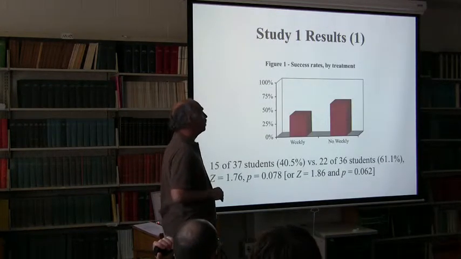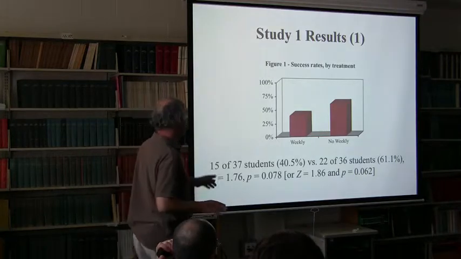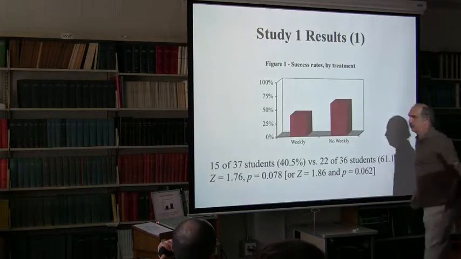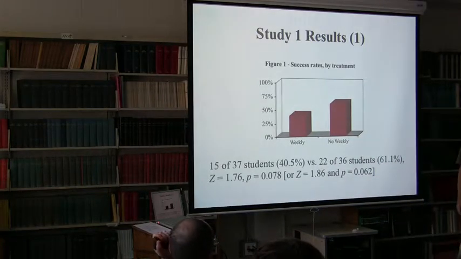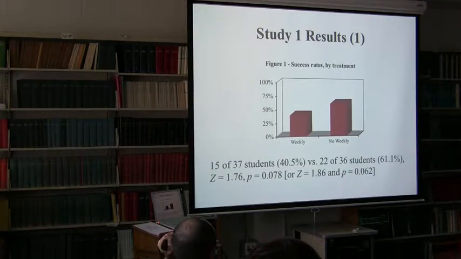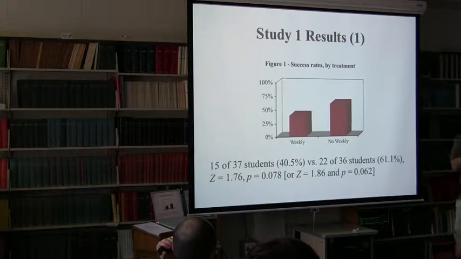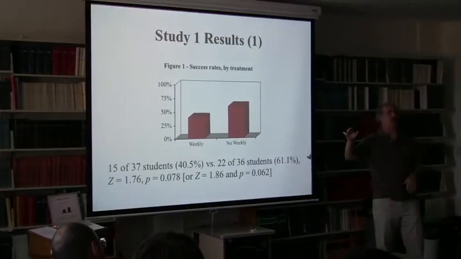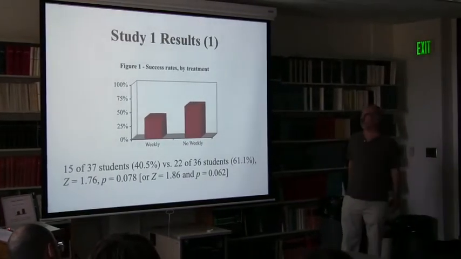That's what it is. Study 1 results. So here's the group that had no weekly restrictions, and here's the group that had weekly restrictions. Does it look like the weekly restrictions helped? No. It looks like they hurt. So neoclassical economics would say, well, of course, if you give them more hurdles to overcome, it's going to be more difficult. You're not going to do it. So that's what standard theory would say.